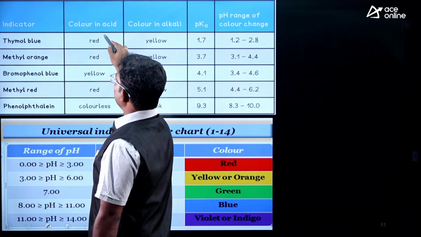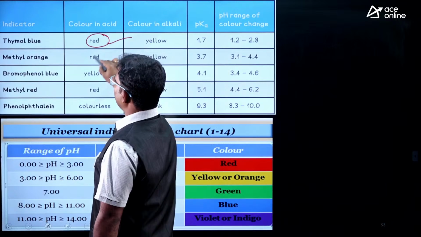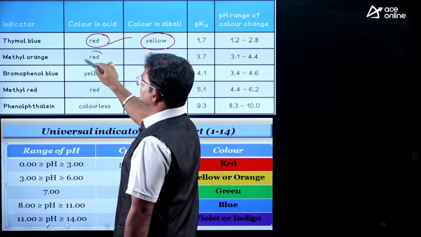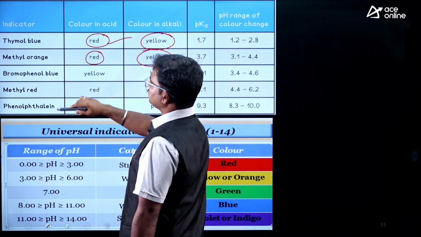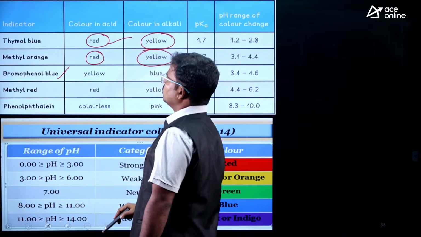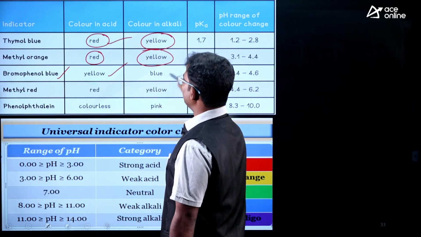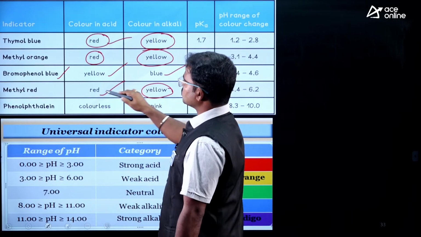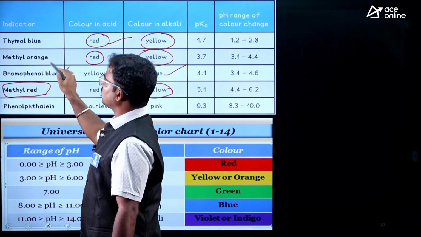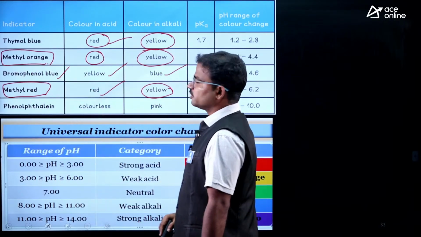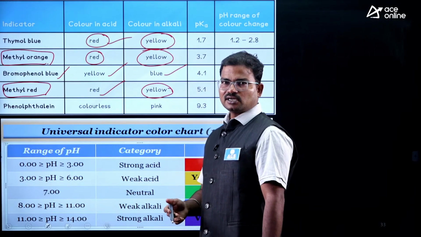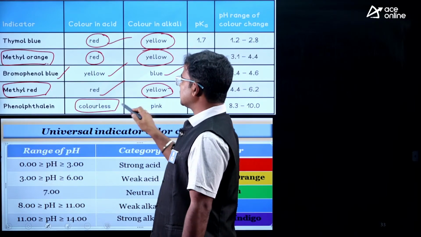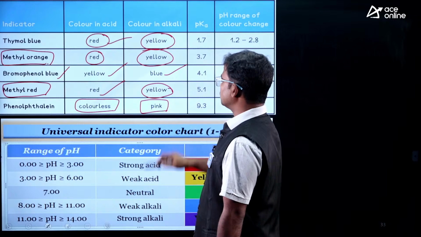Thymol blue: in the presence of acids its color would be red, and in the presence of base its color would be yellow. Methyl orange: in acid red, in base yellow. Bromophenol blue: in acids yellow, in base blue. Methyl red: in base yellow. These two indicators, methyl red and methyl orange, exhibit the same colors when we change between acids and bases. Next one, phenolphthalein: in the presence of acid colorless, but in the presence of base it exhibits pink color.